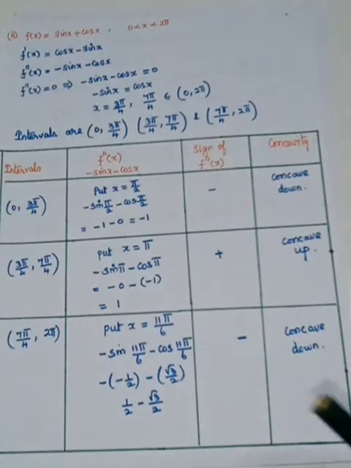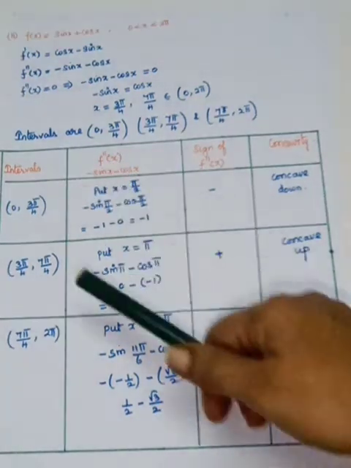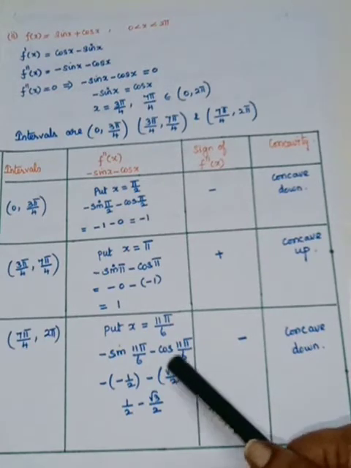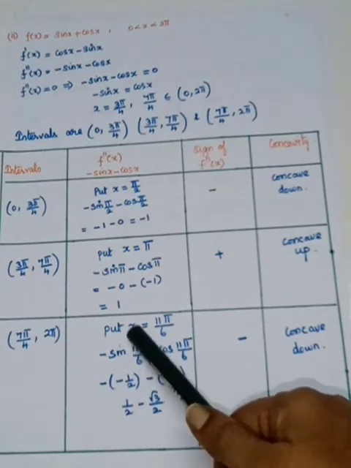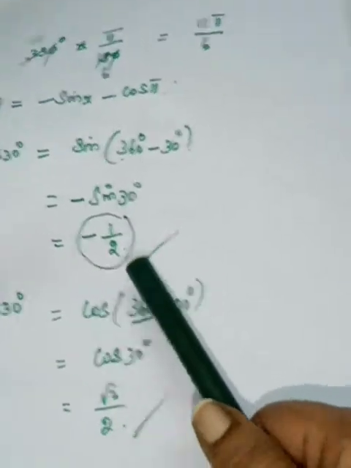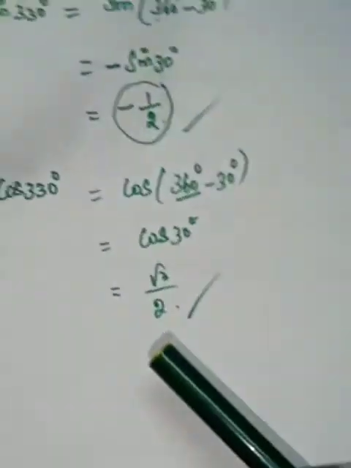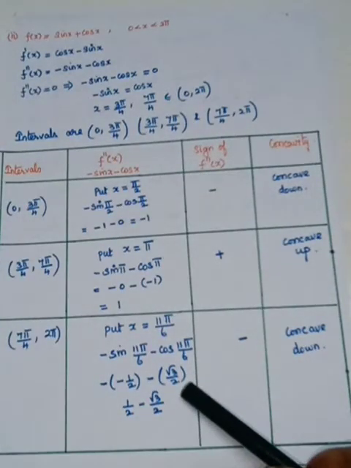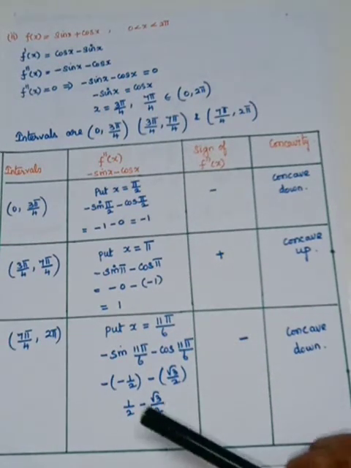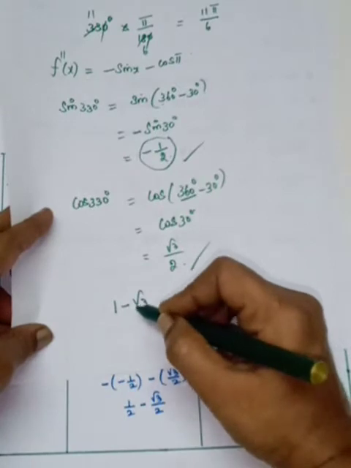Okay, so you are going to substitute here. Put x is equal to 11 pi by 6, which is 330 degree. f double dash of x is minus sine 11 pi by 6 minus cos 11 pi by 6. So the minus is written here. Sine 11 pi by 6, we have found, is minus 1 by 2, so it is substituted as minus 1 by 2. And minus cos 11 pi by 6, we have found it is root 3 by 2. So minus into minus is plus, so 1 by 2 minus root 3 by 2. So you will have the value 1 minus root 3 by 2.